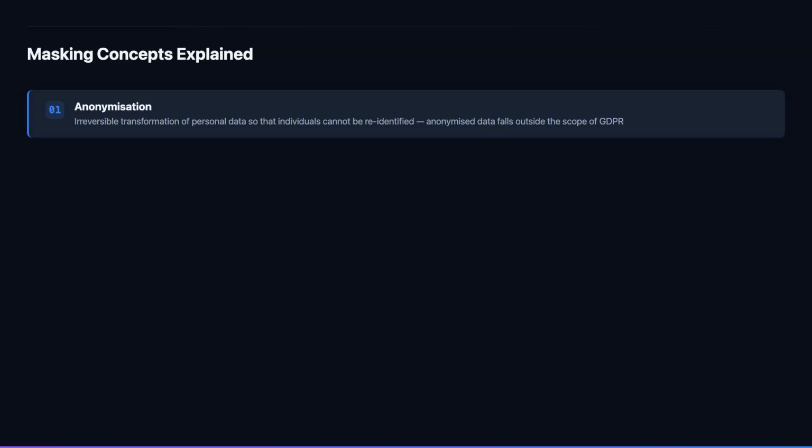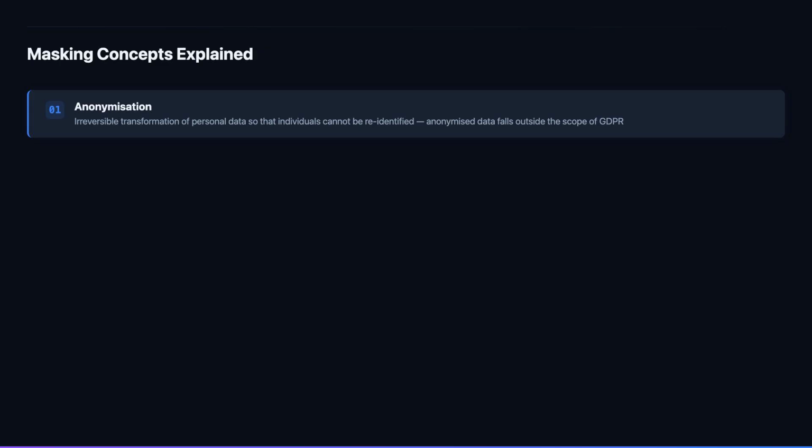Four key concepts distinguish different approaches to data masking and their relationship to data protection law. Anonymization is the gold standard of data masking because it removes data from the scope of data protection law entirely. If data has been genuinely anonymized, meaning that re-identification is not reasonably possible even using external datasets or sophisticated techniques, it is no longer personal data under GDPR and can be used, shared, and retained without the restrictions that apply to personal data. However, true anonymization is technically difficult to achieve and must be validated rigorously.